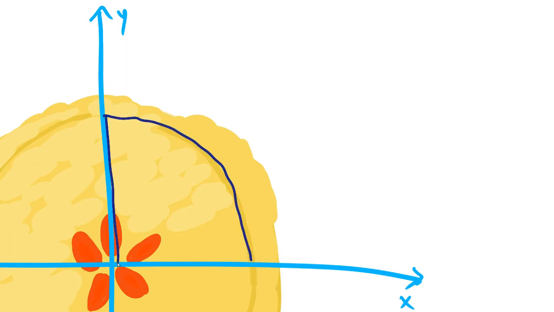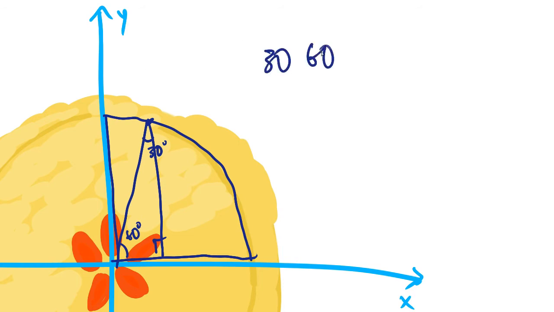Let's say I draw a 60-degree angle right here, and a 90-degree angle, and then a 30-degree angle, because that's the last angle, and that is a special 30, 60, 90 triangle. And so you know this is 1, right? Because that's the radius. So if this is 1, what is this? Half, right? Because this is 2 times this, so this must be half of that. So this is half.